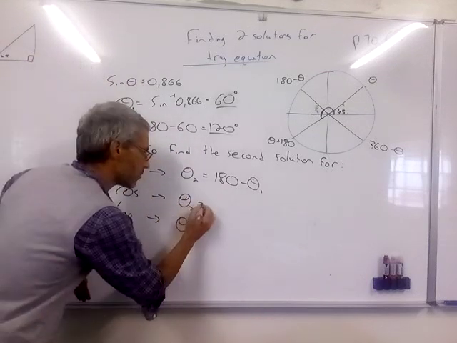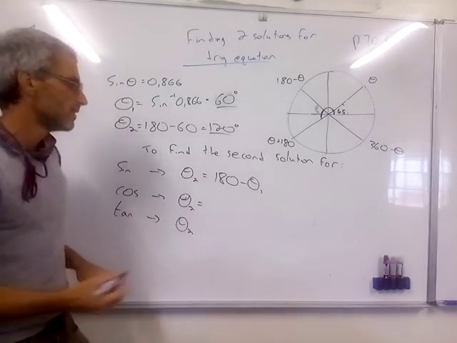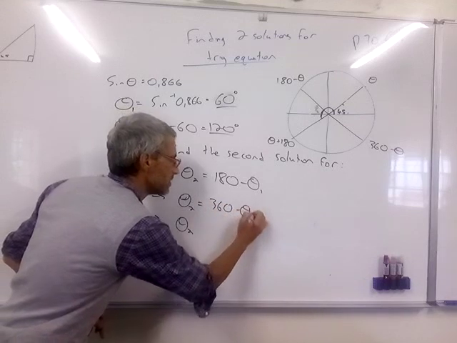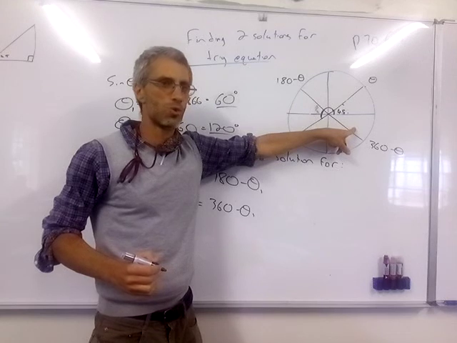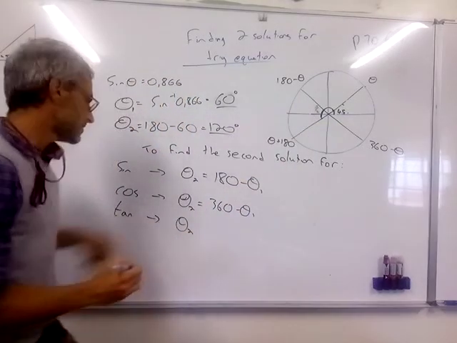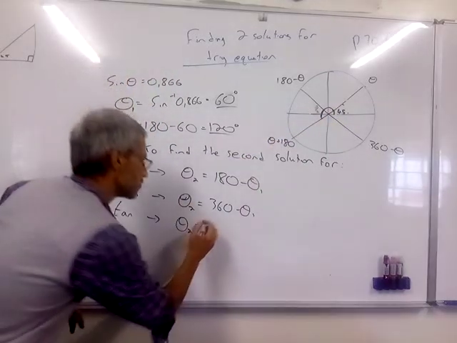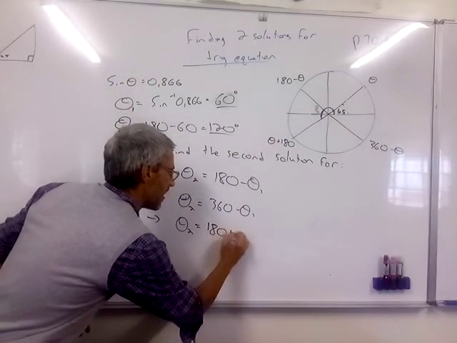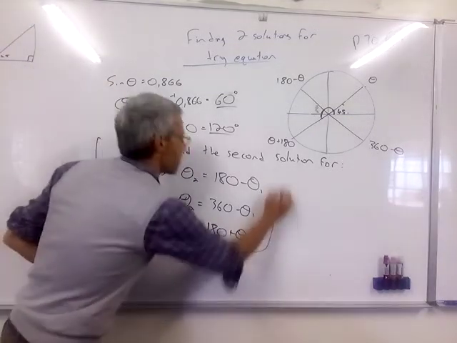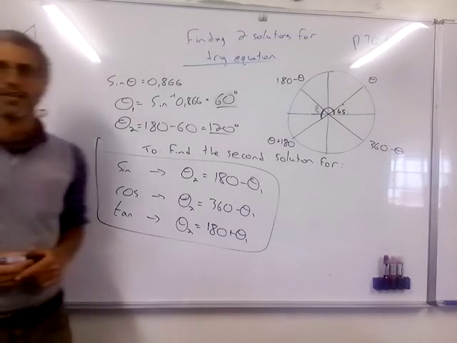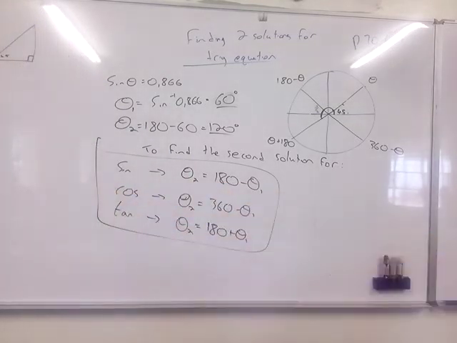For cosine, we realized that there's another rule. It wasn't 180 minus theta, it was 360 minus theta 1. Why? Because we moved from the first to the fourth quadrant. For tan, we went from the first to the third quadrant, so it was actually 180 plus theta. So it's just a bunch of rules that you need to remember to find a second solution. I'll pause here, answer questions, and then we must start working.